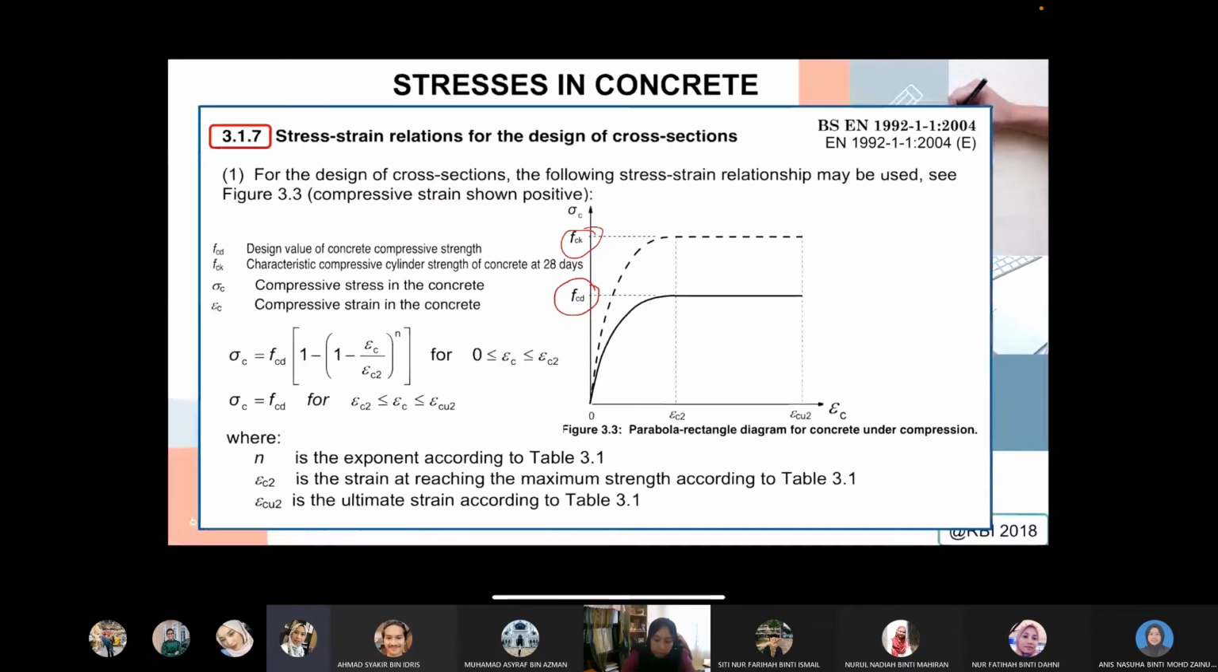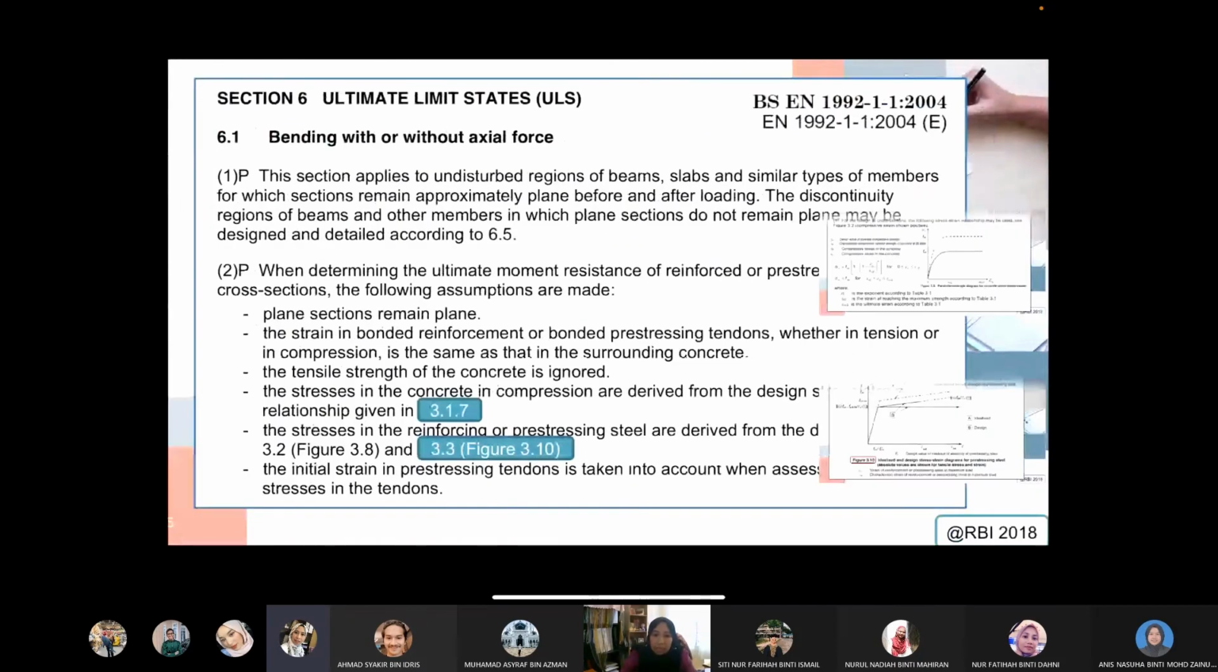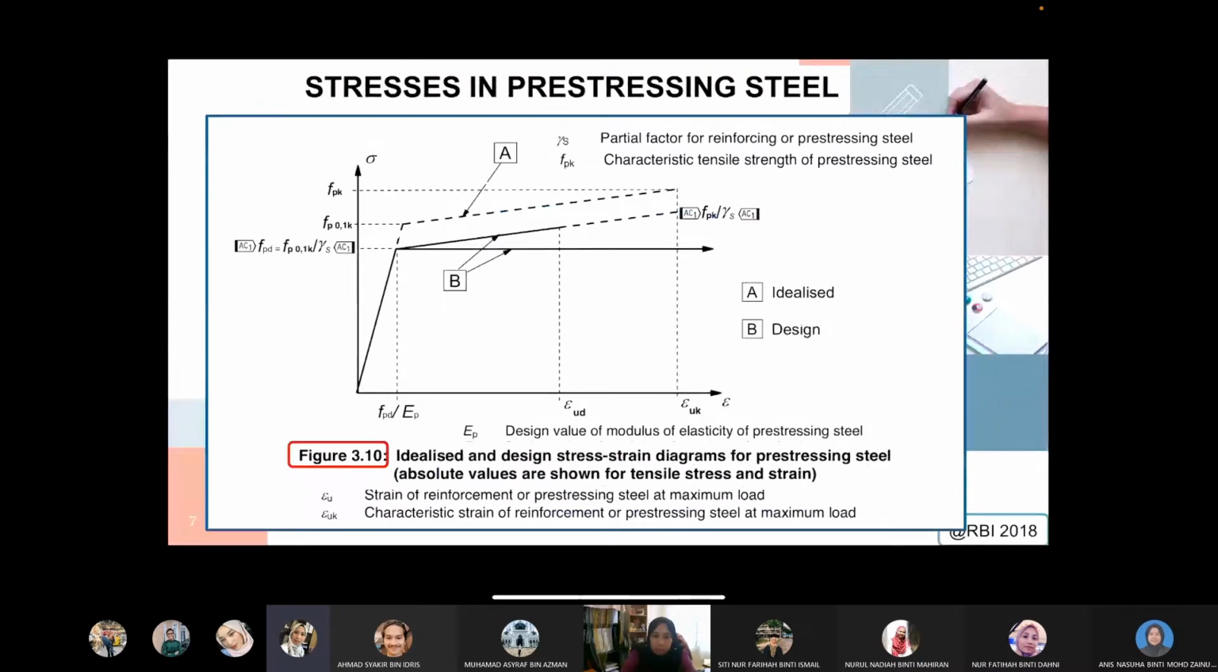Okay, then we have steel. For steel it is a bit different because we focus more on the pre-stressing steel. So when talking about pre-stressing steel, they have what we call the 0.1% proof stress. So for example, you have the fpk, which is the ultimate tensile strength of your pre-stressing steel. Okay, so for your proof stress, here is where you're going to use it.